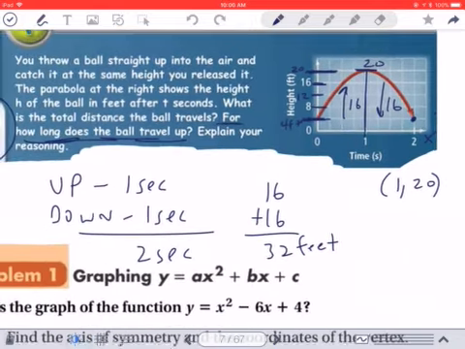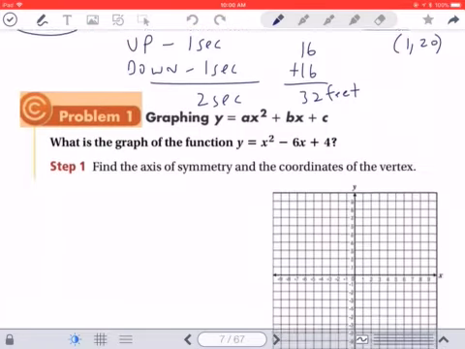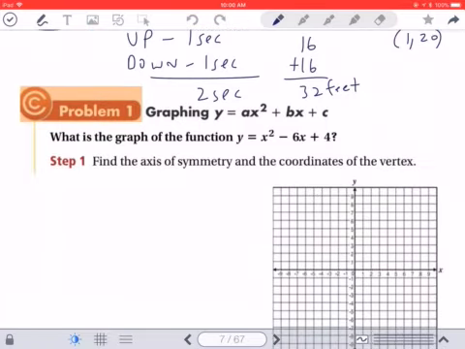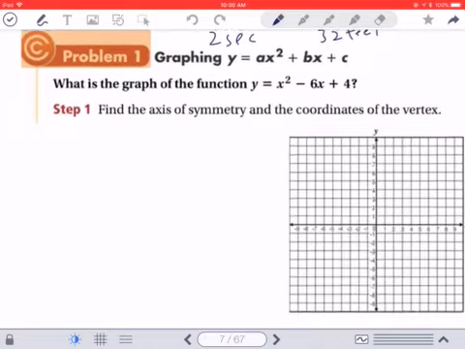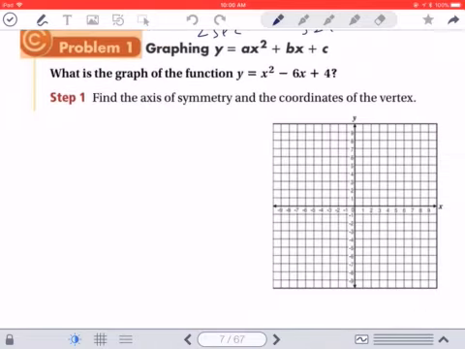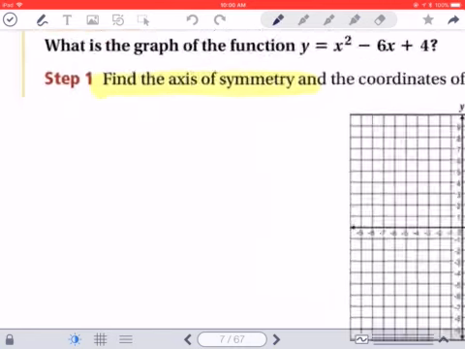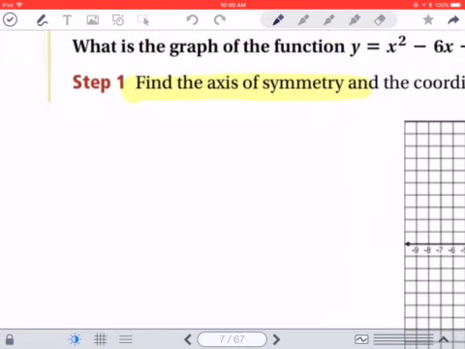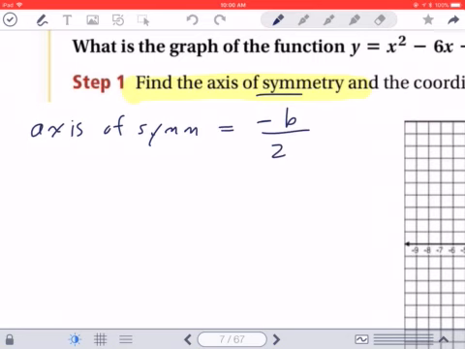All right. So moving on here, problem 1, graphing y equals ax squared plus bx plus c. What is the graph of the function? So the first thing we have to do, there's a kind of a list of steps that we have to follow, is we have to find the axis of symmetry. So I'm going to do that in yellow. So the axis of symmetry, we have to use a little formula here, is, we'll write it down, axis of symmetry, I'll abbreviate, is going to be negative b over 2a.